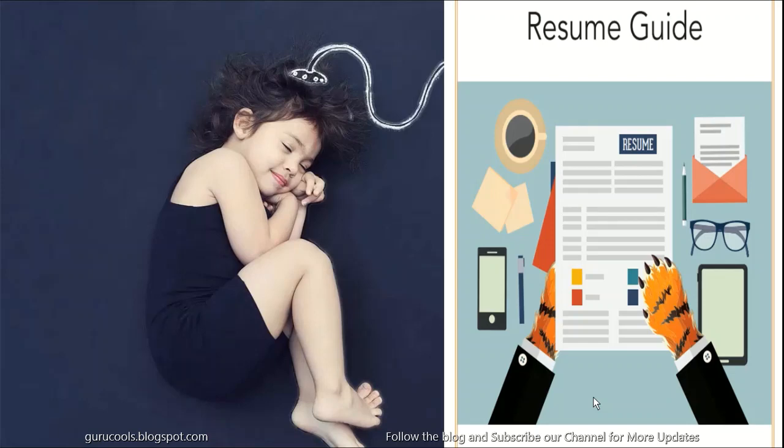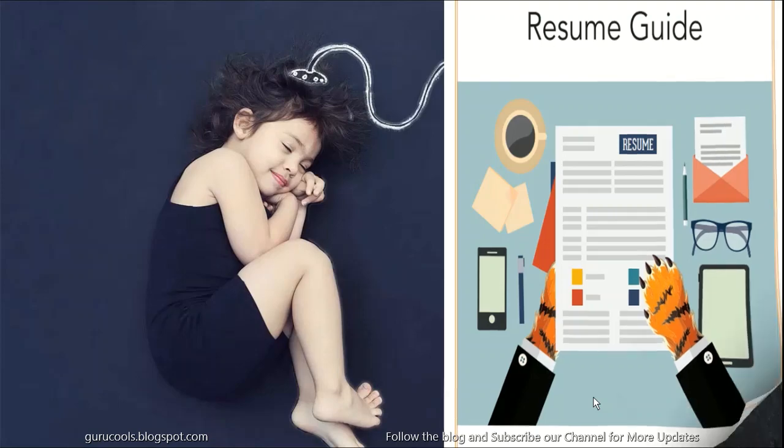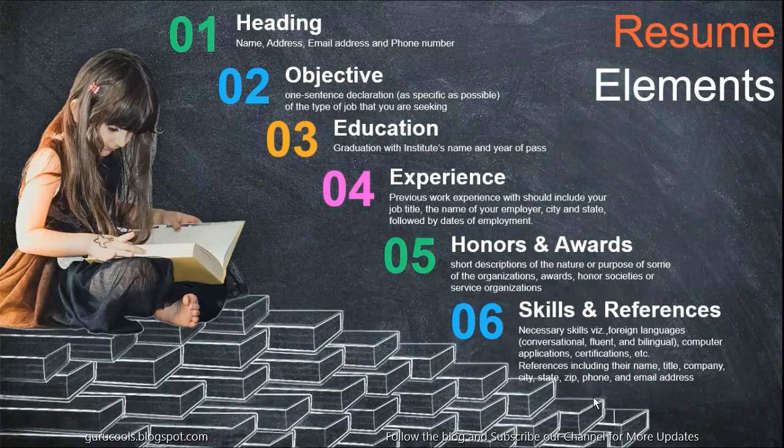Now, what are the things that should be included in the resume? There are around 6 things we are going to discuss over here, the elements of the resume. The first element is the heading. Now what does this heading include? This heading includes name, address, email address and phone number.